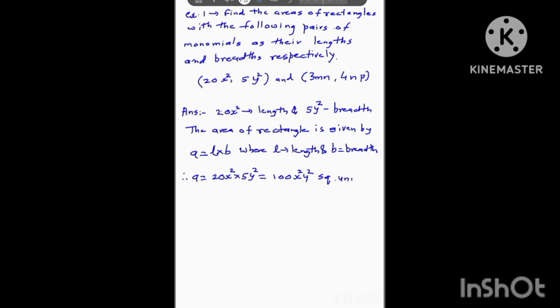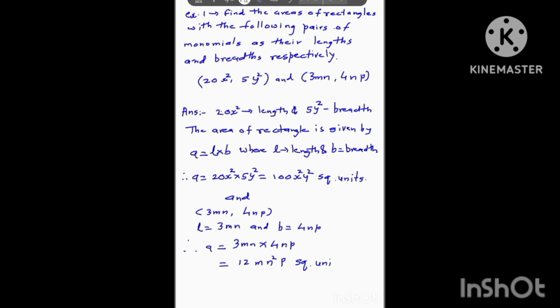Don't forget to write the units. It will be square units, as it is area. Whatever it may be, centimeters, meters, kilometers, anything, you have to write the unit like this, square units. And the second one: L equal to 3mn and B equal to 4np. Similarly, A is equal to 3mn into 4np. That will be 3 into 4 is 12, 12mn square p, square units. That's it. Very simple.